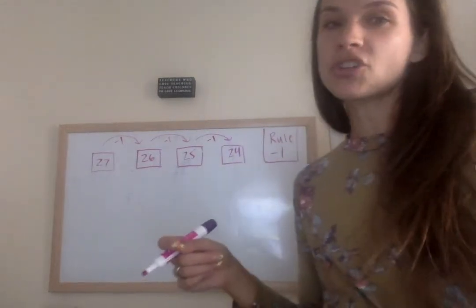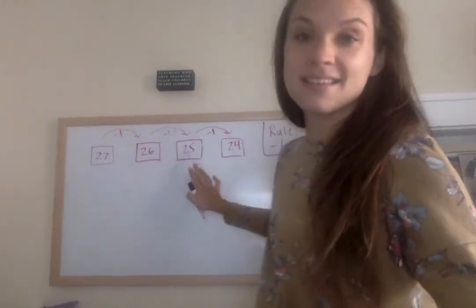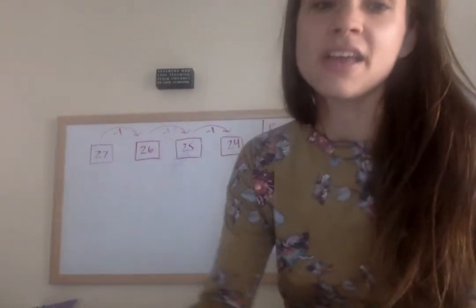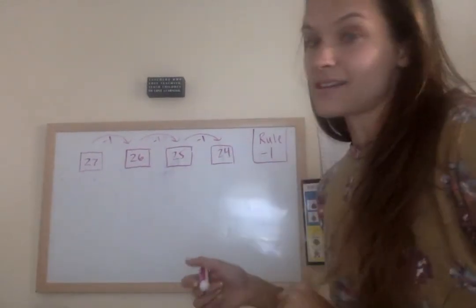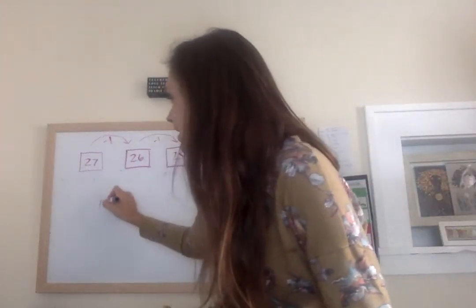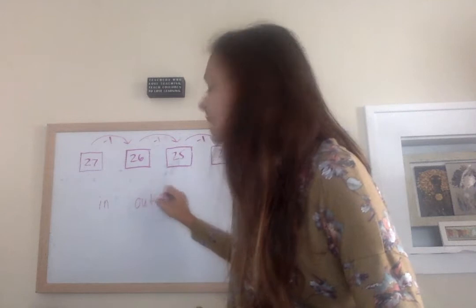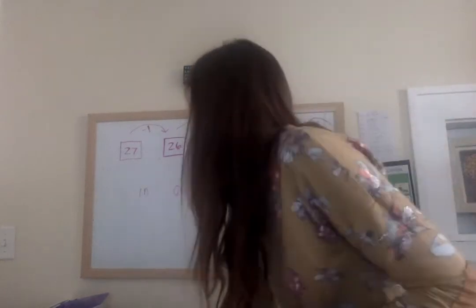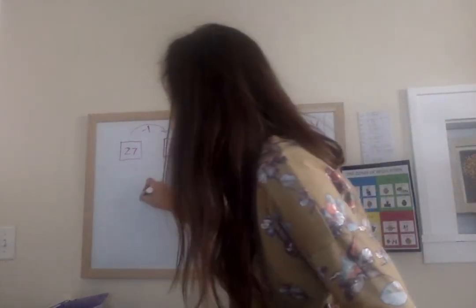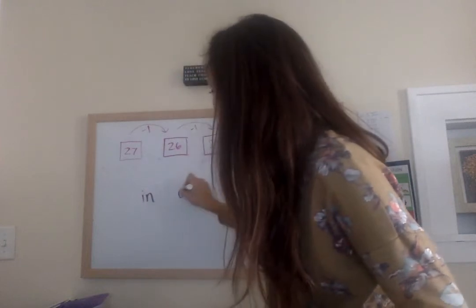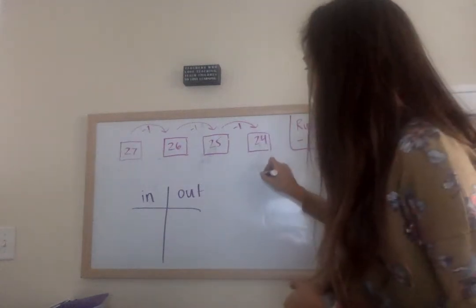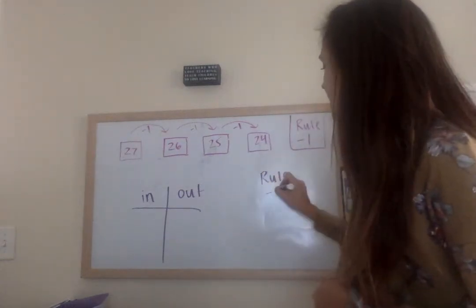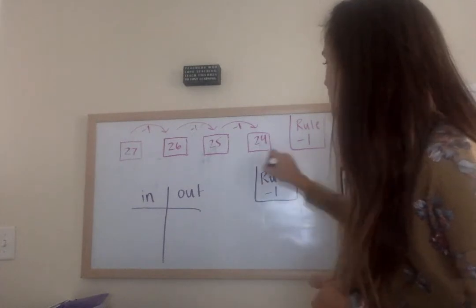Now, today I'm going to show you another way you might see this. Here we have frames and arrows. There is another way to show the rule, and that looks like this. You can also see an in and out table. I hope you can see that. Hang on, I'm going to use my darker marker. So you can have an in and out table, and you can have your rule box. We're going to keep the rule the same. The rule is -1.